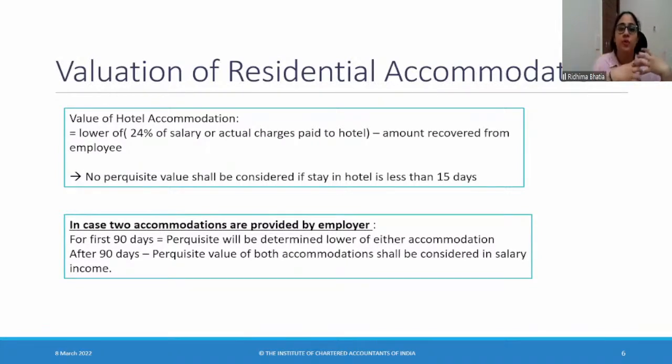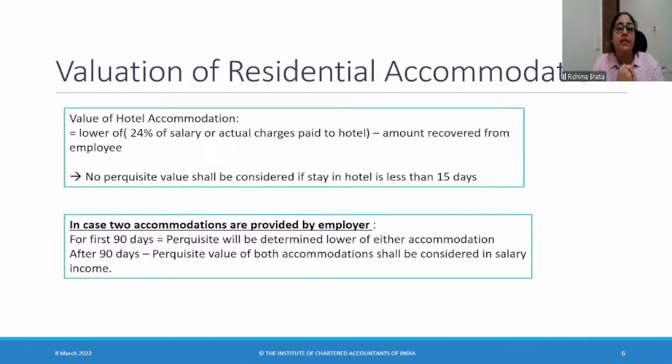जब rent free accommodation taken on lease by the employer होता था, what do we do? Lease rental or 15% of salary we used to do, but in hotel accommodation it would be 24% of salary or actual charges paid, whichever is lower, and obviously any amount which is recovered from employee would be reduced.